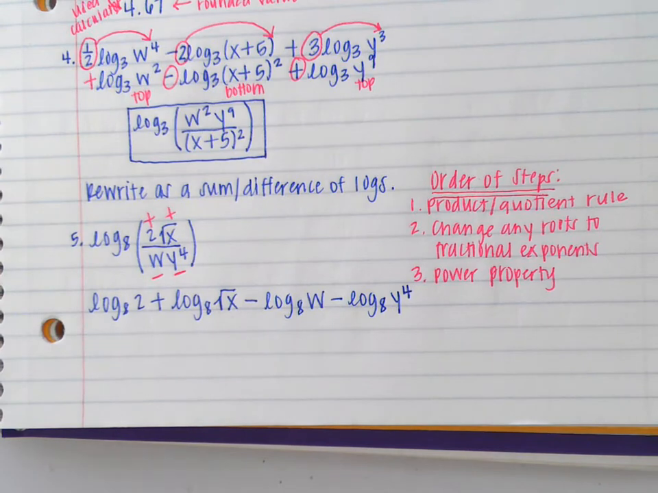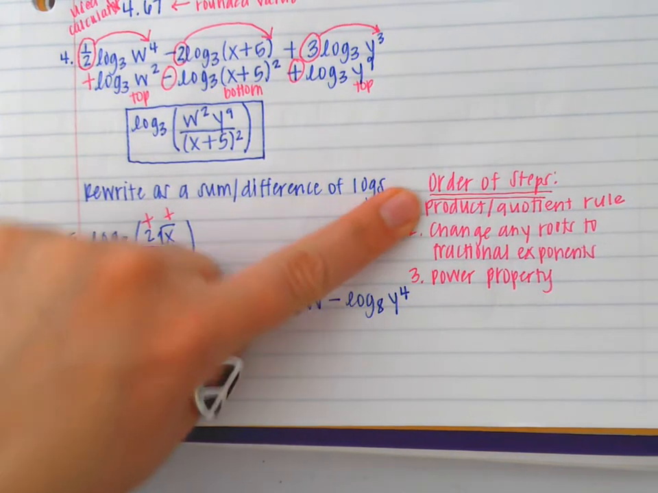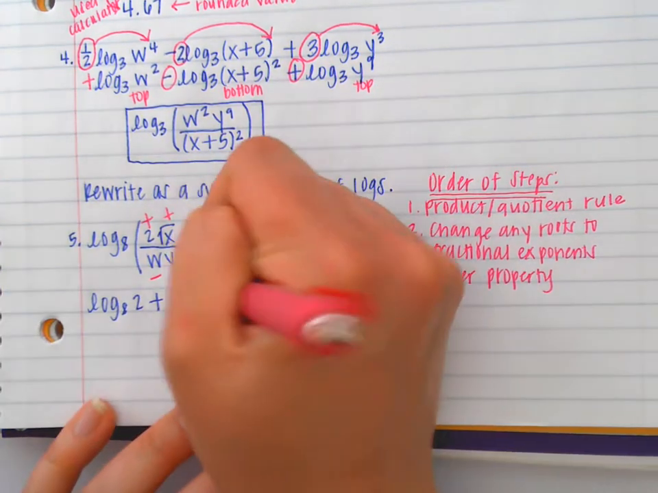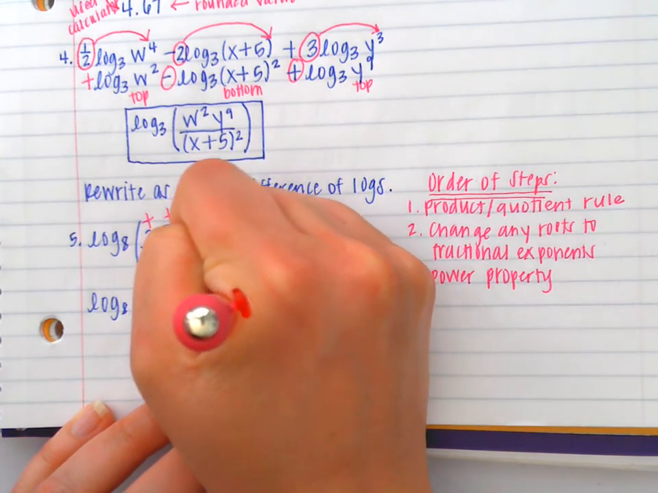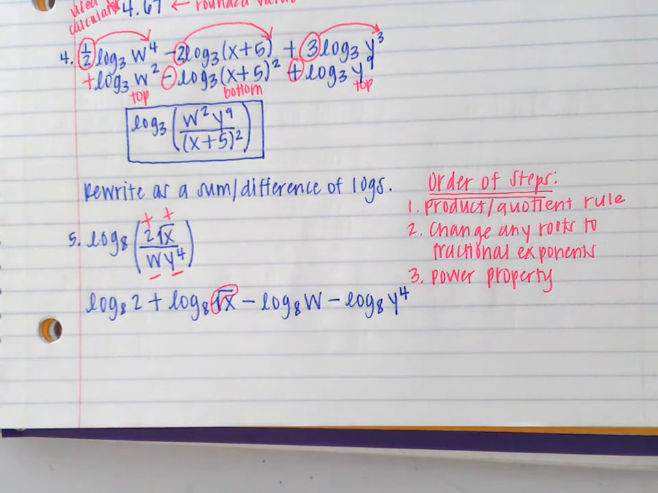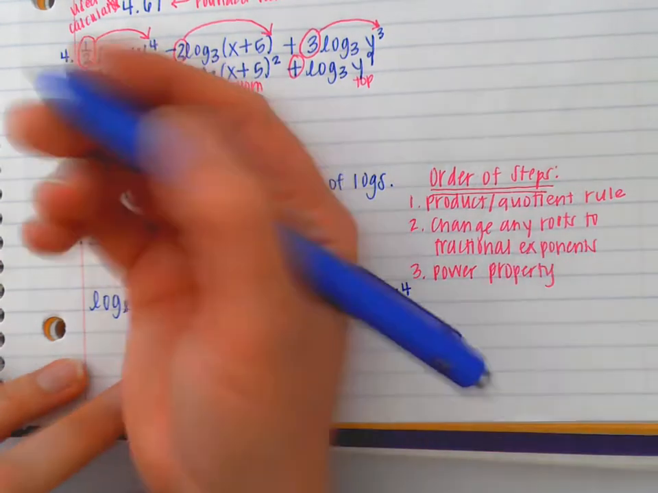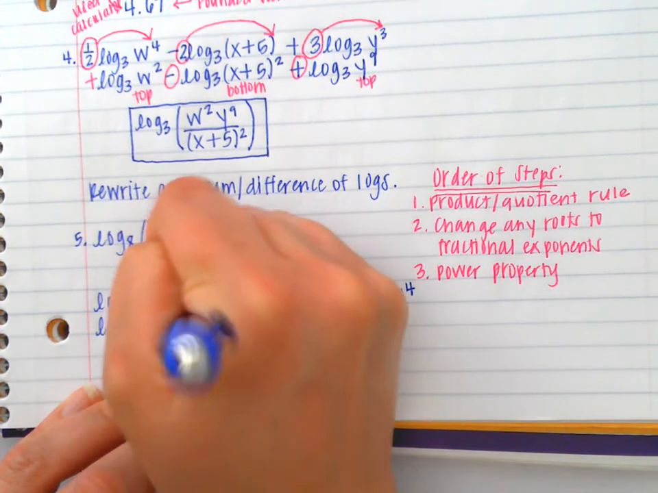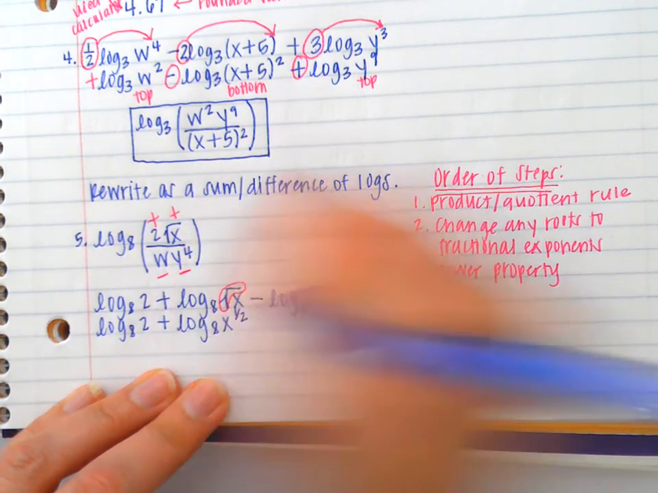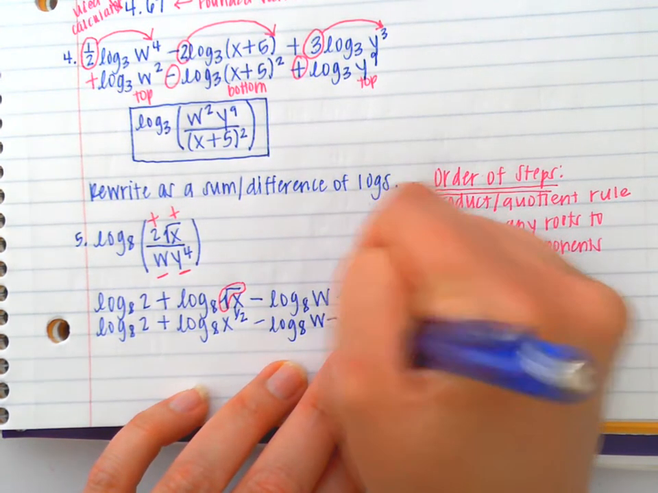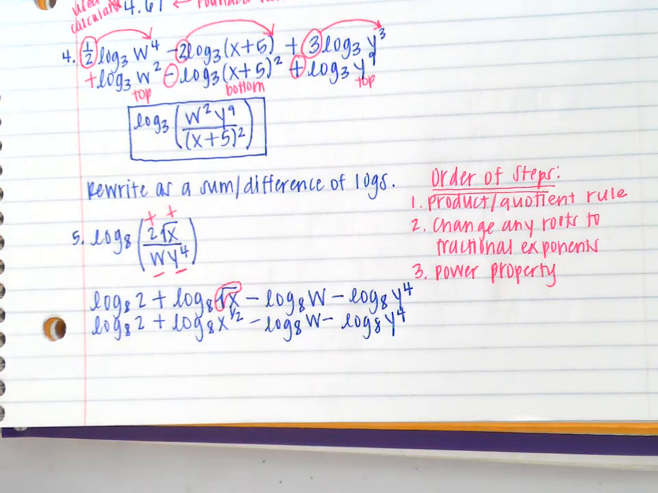Okay, so now we expanded, so we used the product and the quotient rule. Now we want to change any roots to fractional exponents. So here, I'm just going to circle that like a weird thing. And we're going to change that square root to now be a fractional exponent. A square root, remember, is the same as a 1/2 exponent. So all of this would stay the same, log base 8 of 2. And then this would become log base 8 of x to the 1/2. And then log base 8 of w minus log base 8 of y to the 4th.